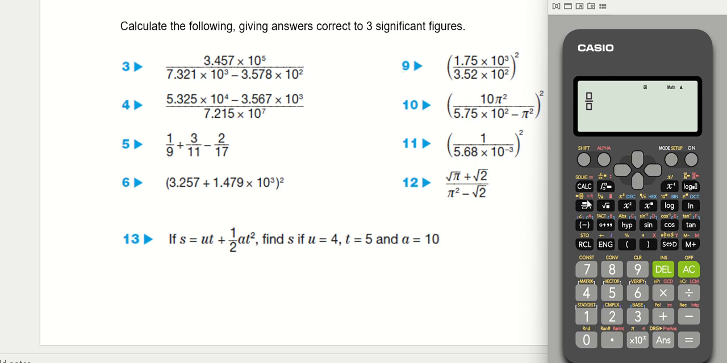Then we have the numerator, which is 3.457 multiplied by 10 to the power 5. You don't need to write multiply, then 10, then the power, then 5. This consumes your time. So we have a button here down. This is the multiply by 10 to a power. So click this and you have it in this form and just input the power, which is 5. Go down to your denominator and do the same.